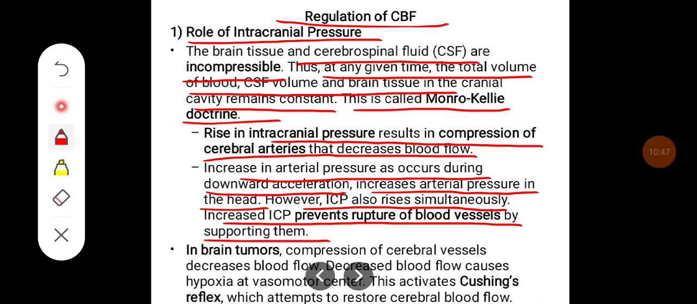In brain tumors, compression of the cerebral vessels decreases the blood flow. Decreased blood flow causes hypoxia at the vasomotor center, and this activates Cushing's reflex, which attempts to restore cerebral blood flow.